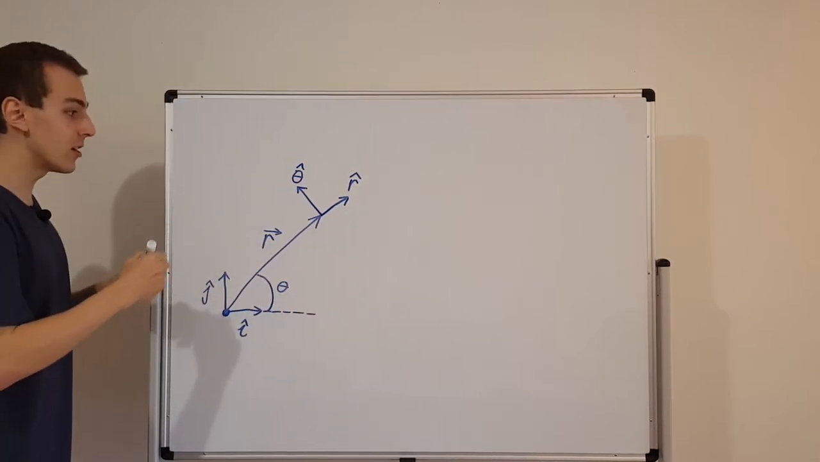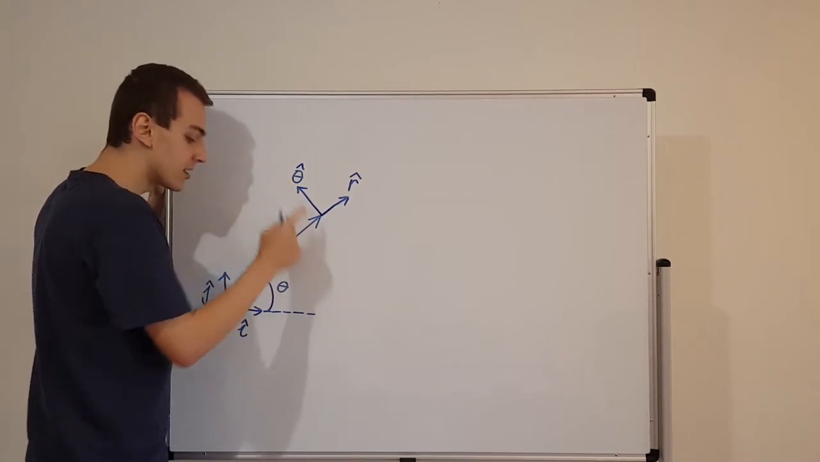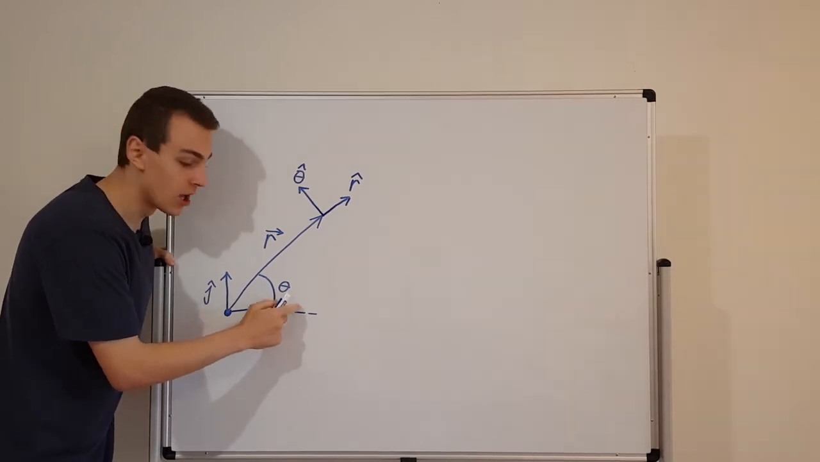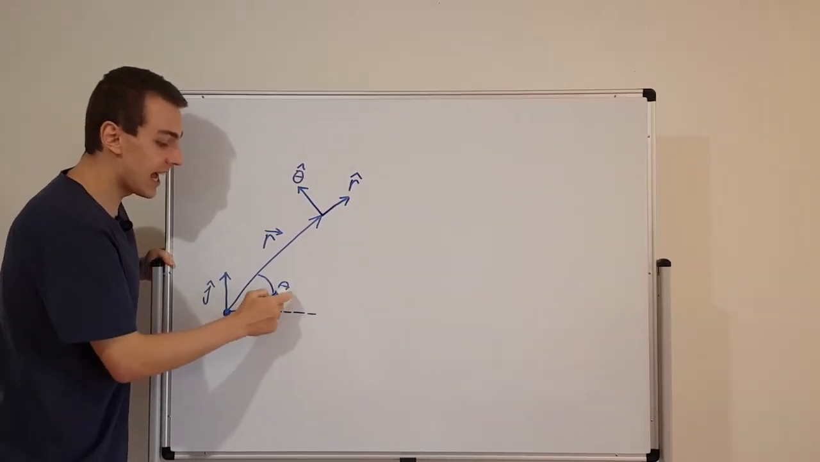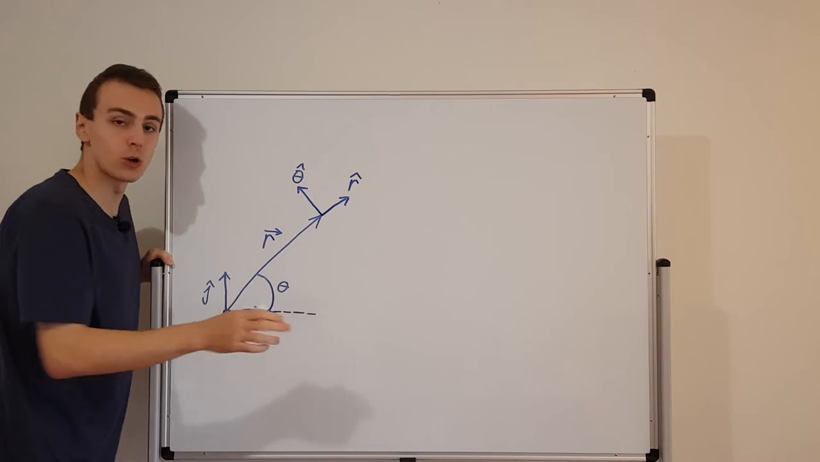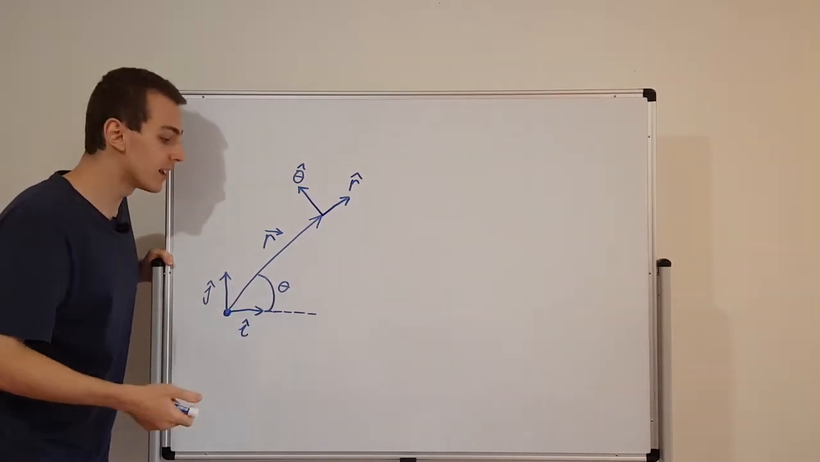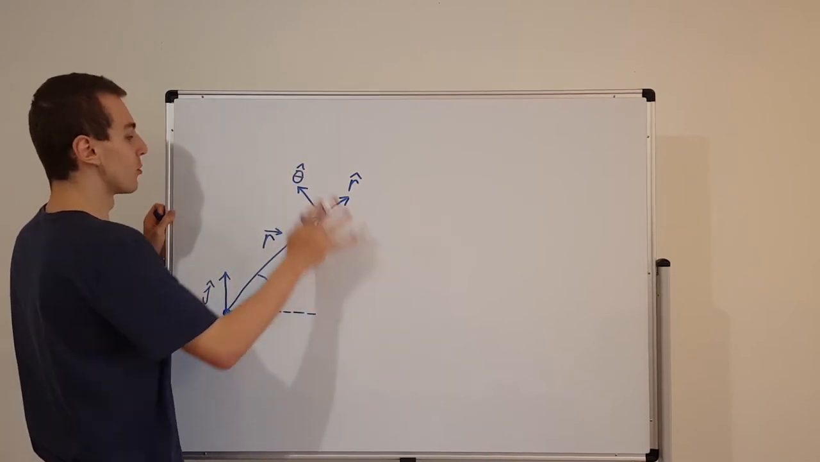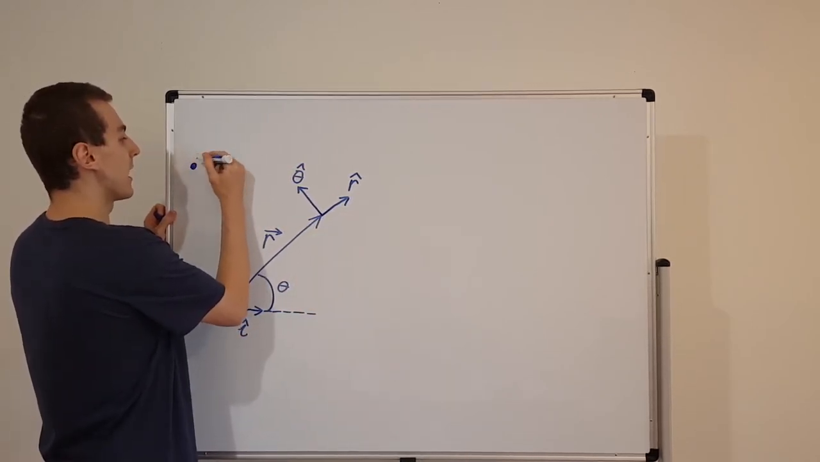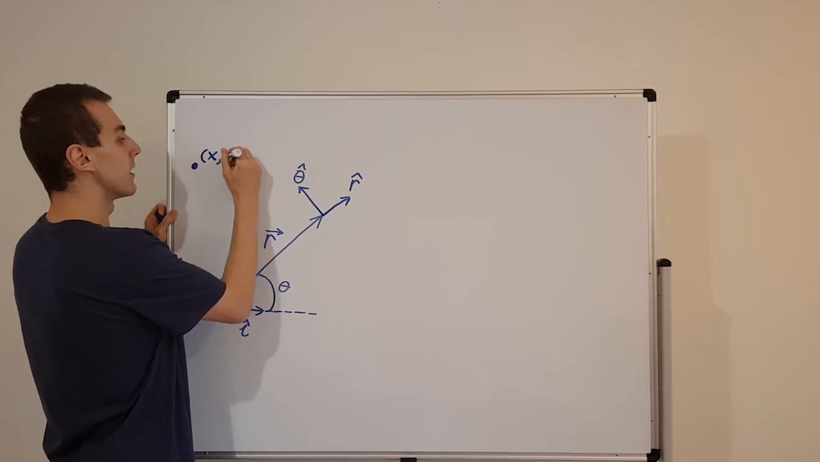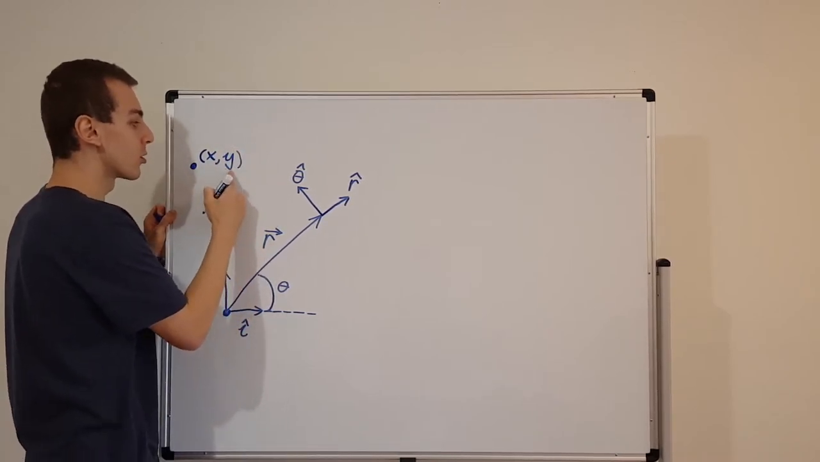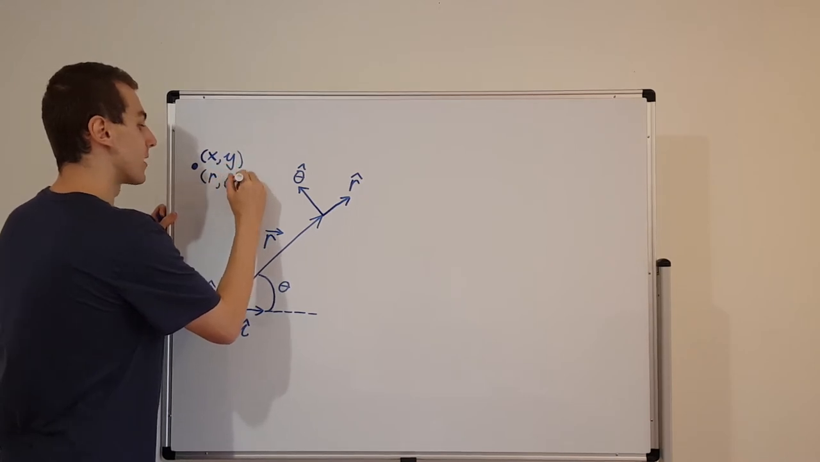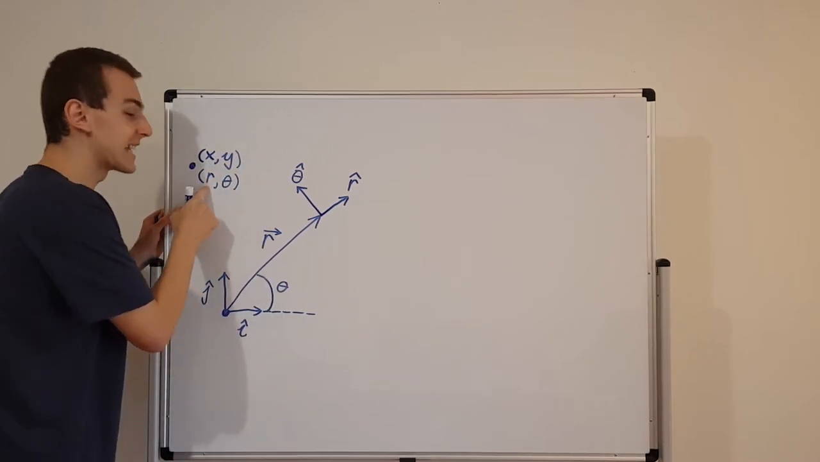So now we have to be careful. We don't want to confuse theta hat with theta. Theta is the coordinate. It is the angle from this axis. That's the angle that we're using to define the polar coordinate system. So r and theta define every point. So every point on this two-dimensional plane can be written as x, y, that is the horizontal and the vertical component, or it can be written as r, theta. r over here is a scalar value.